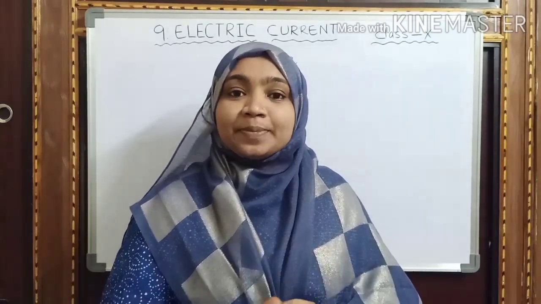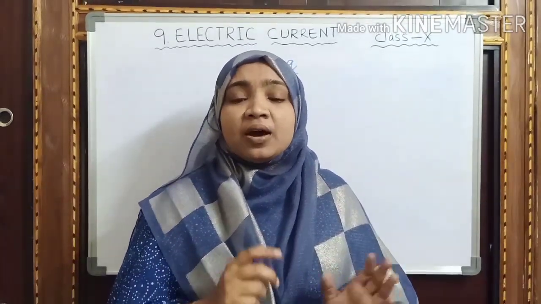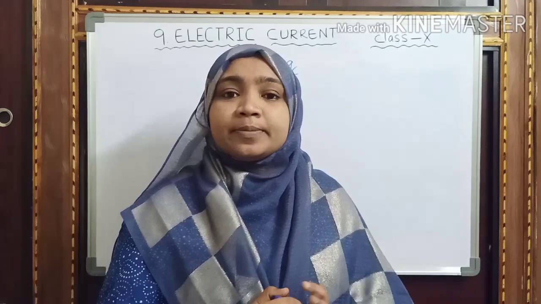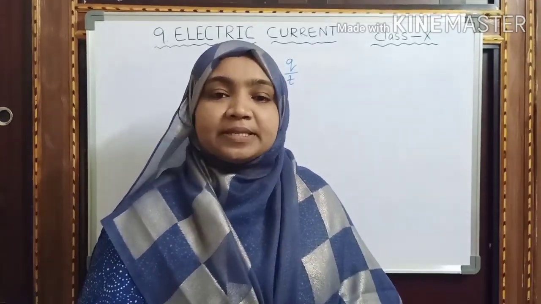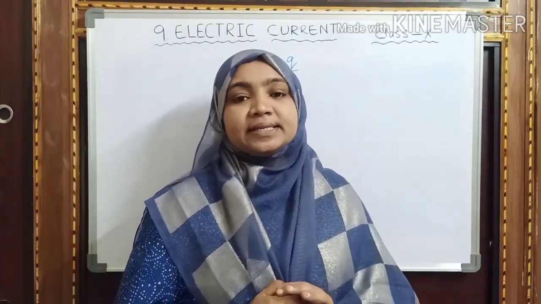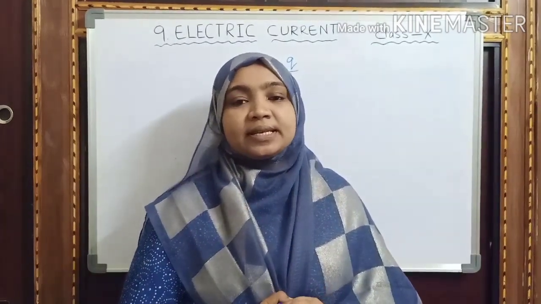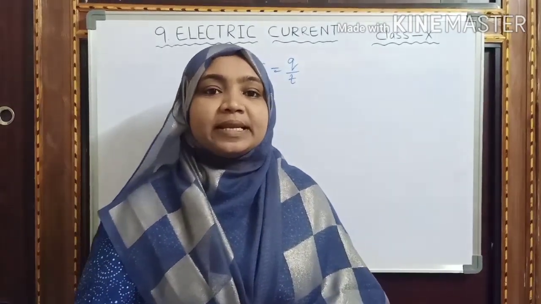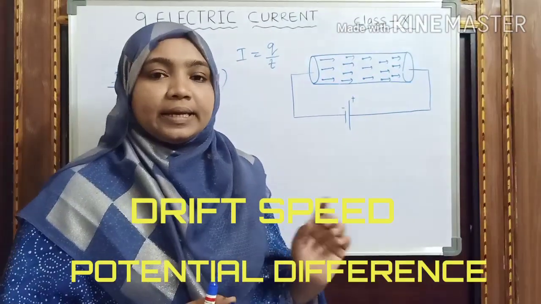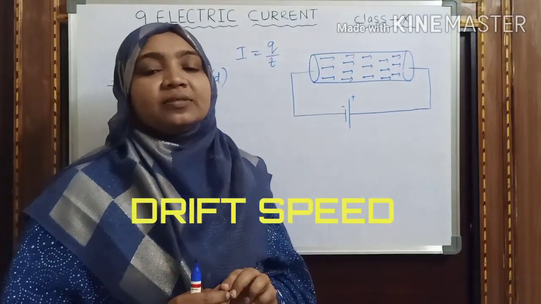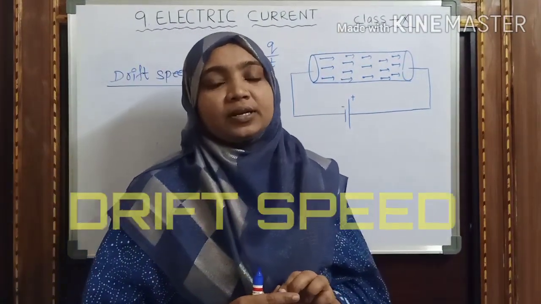Okay, so what is the speed of electron? And is there any force experienced by electron in the circuit? And why do these electrons move in a specified direction? So let us discuss these questions in this class by understanding the concepts like drift speed of electron and potential difference. Let us define and derive an equation for drift speed of electron in a conductor.